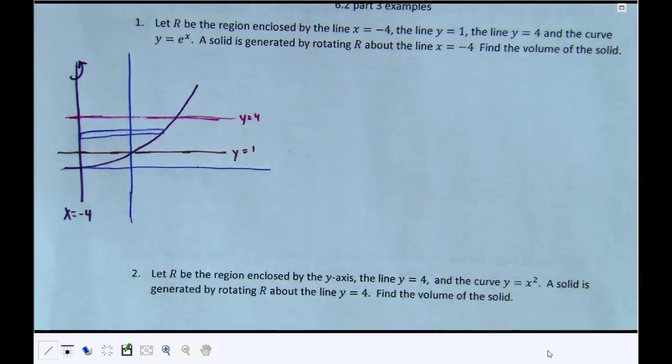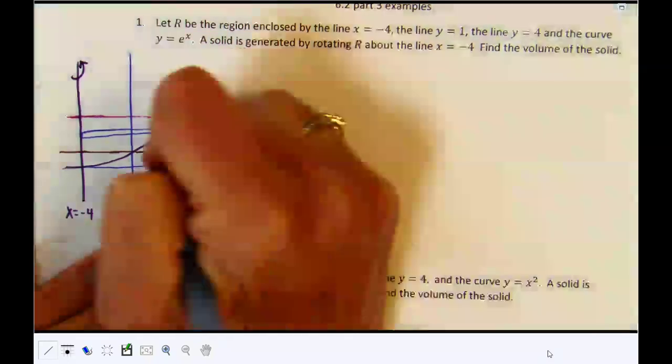First question I have for you: is this a jelly-filled donut or a donut with a hole? Jelly donut, because there's no hole, right? How would I know there's no hole? Because there's no second line that we're looking at. There's no gap between the thing we're rotating around, which is x equals -4, and the region that we're rotating.